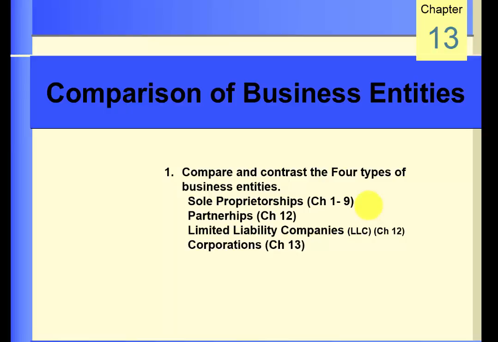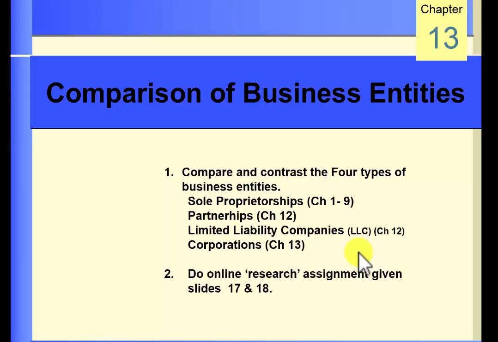In chapter 12, it covered the characteristics of a partnership and the characteristics of a limited liability company, and in 13, of course, the characteristics of a corporation. After we've covered all of these different business entities, in this PowerPoint, and also listed in Canvas, you have an online research assignment given in slides 17 and 18.